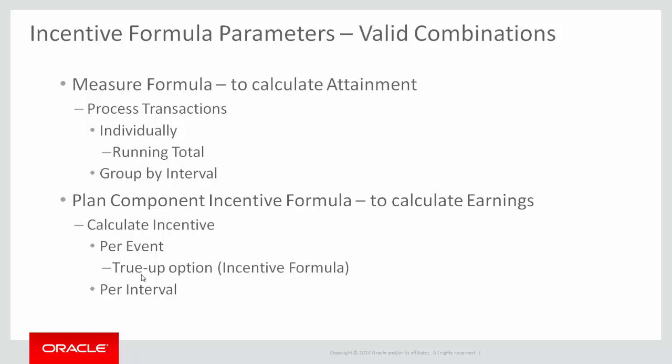But the net of it is, within the world of formulas within incentive compensation and within a comp plan, there are two types of formulas. Measure formulas, which happen at the performance measure level, are used to calculate attainments or your achievement levels. And then incentive formulas are at a higher level, at the plan component level, and those are ultimately used to calculate earnings or commissions, or what's ultimately going to be paid.